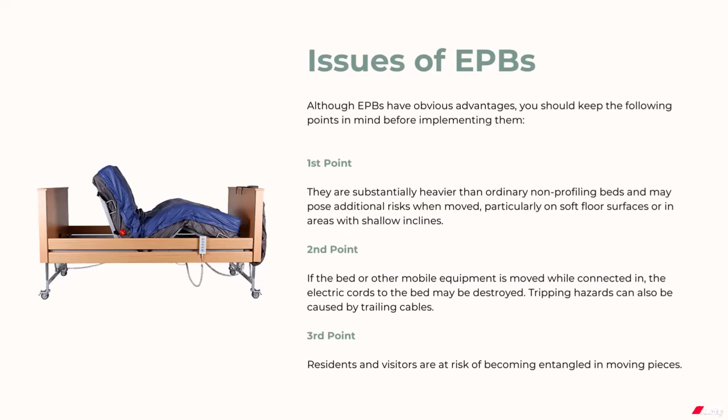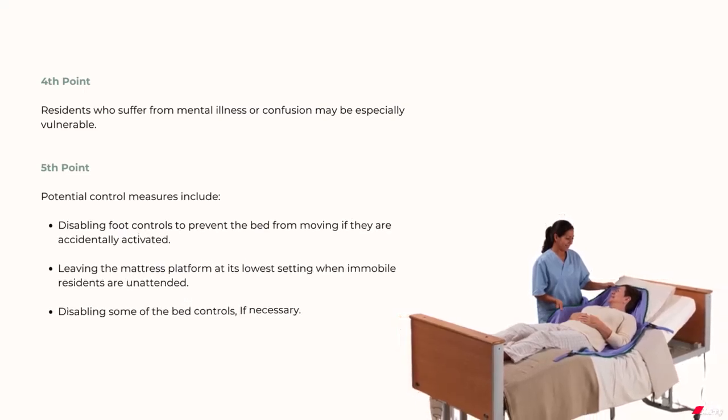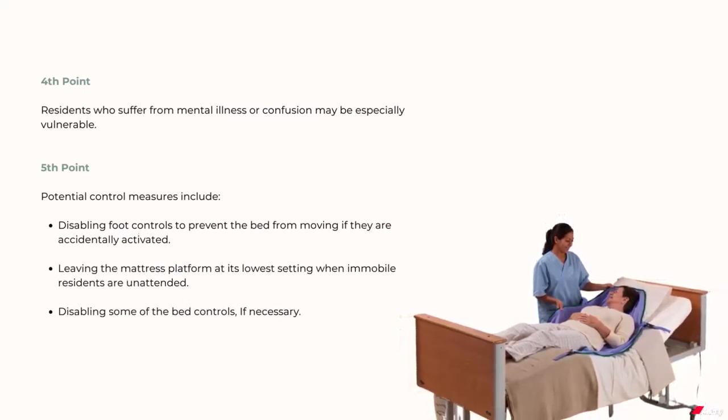Second point. If the bed or other mobile equipment is moved while plugged in, the electric cords to the bed may be destroyed. Tripping hazards can also be caused by trailing cables. Third point. Residents and visitors are at risk of becoming entangled in moving pieces. Fourth point. Residents who suffer from mental illness or confusion may be especially vulnerable.